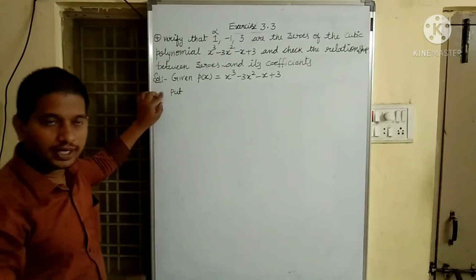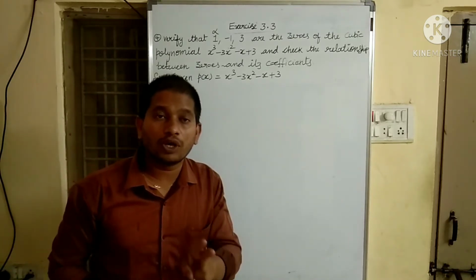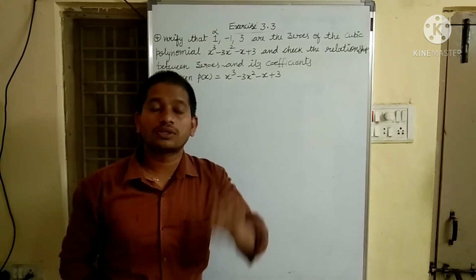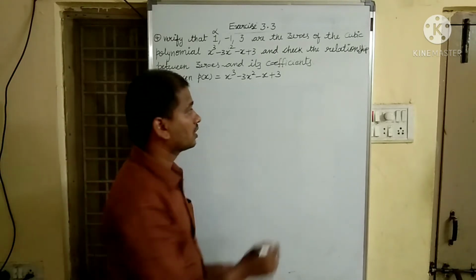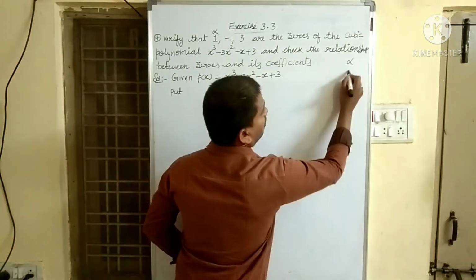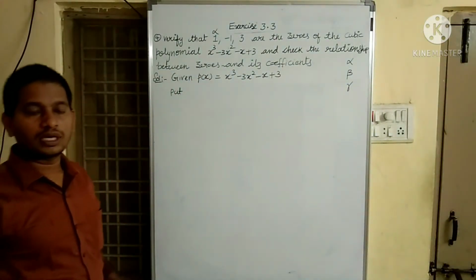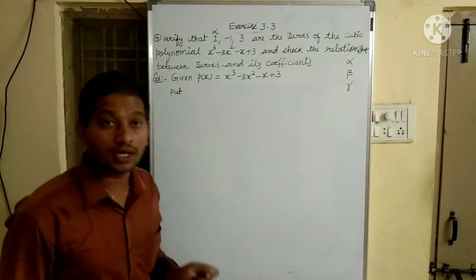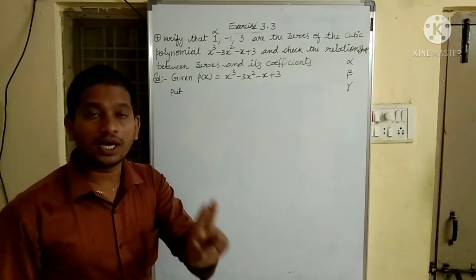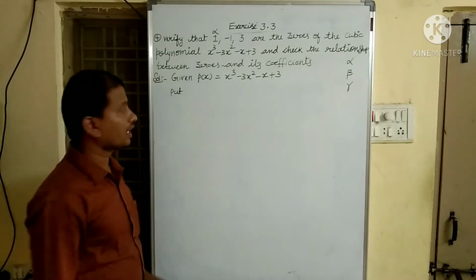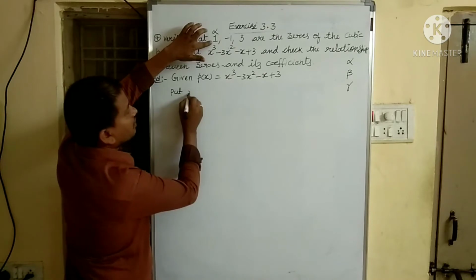Before that, we know that for a cubic polynomial we have 3 zeros. Number of zeros of a cubic polynomial are how many? 3 zeros. They are alpha, beta, gamma. Okay? So put the first zero. Put x equal to 1.